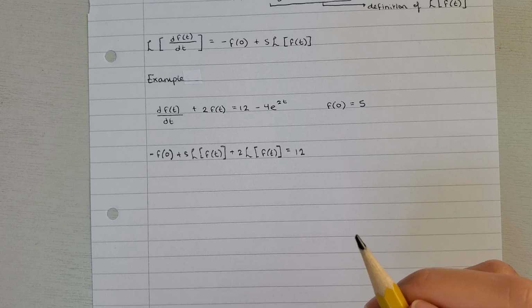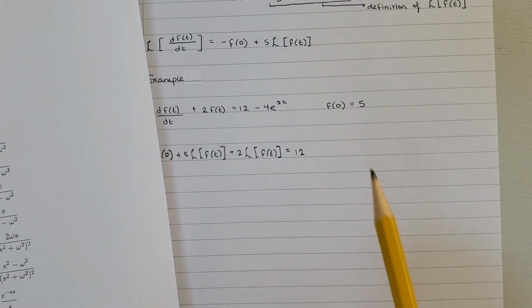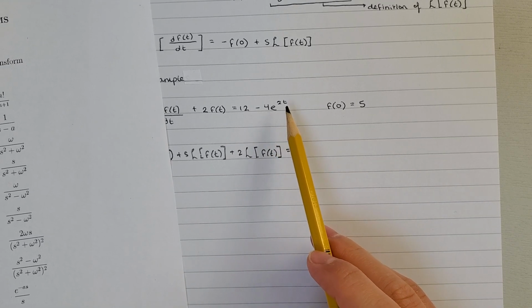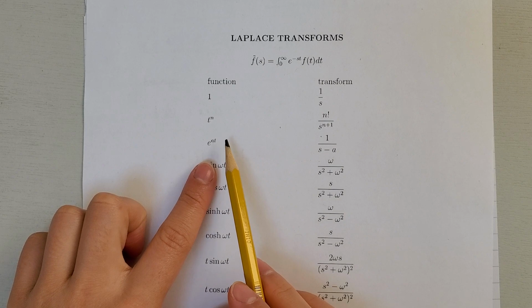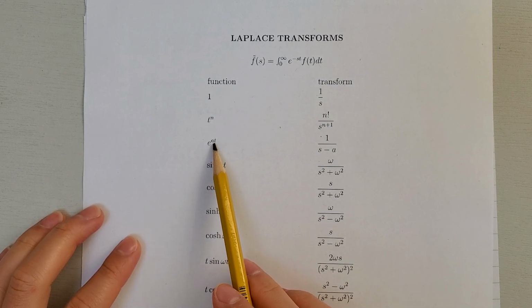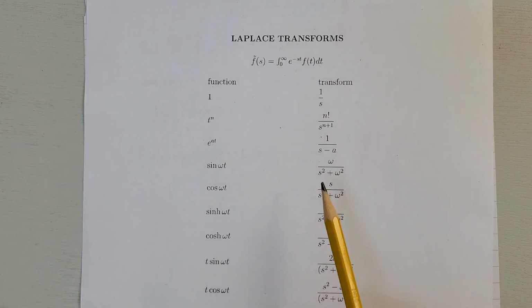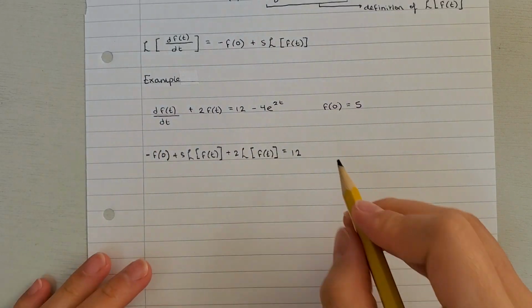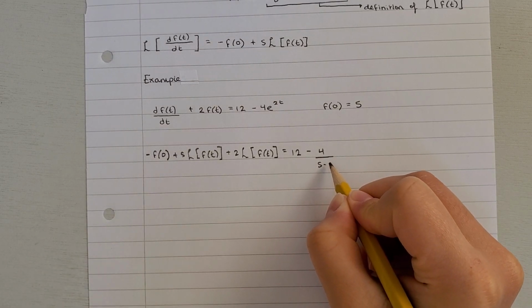And then if we look on the tables here, we're going to find the Laplace transform of 4e to the 2t. So 4e to the 2t, it will be 4 over s minus 2. So we have minus 4 over s minus 2.